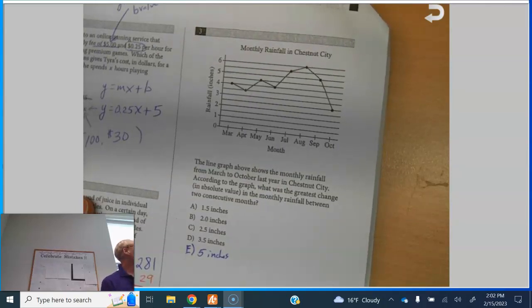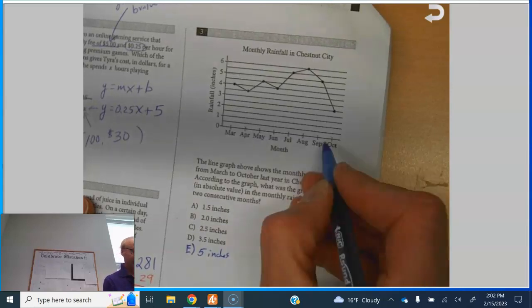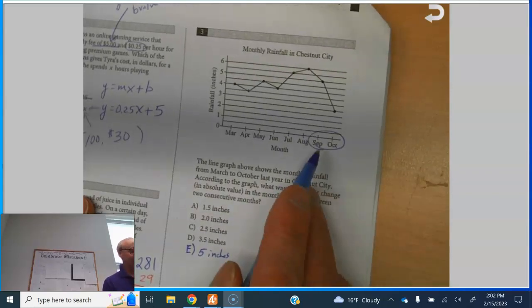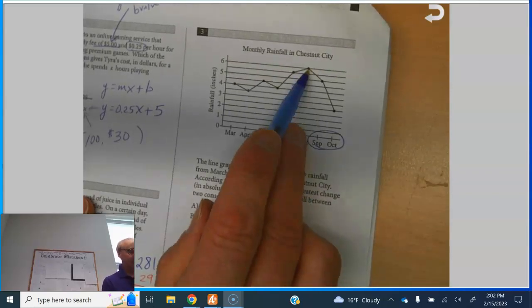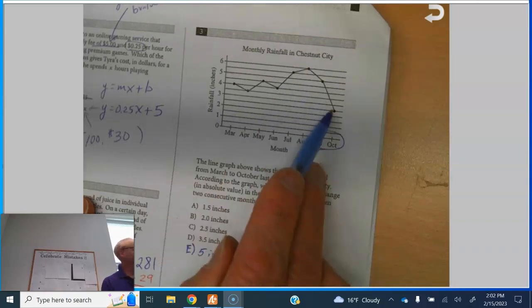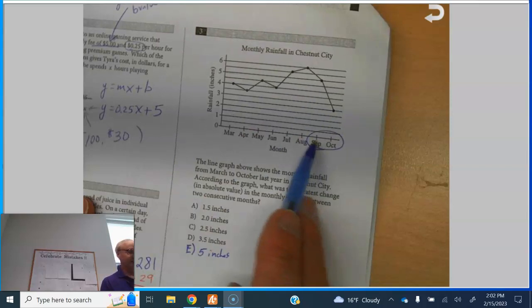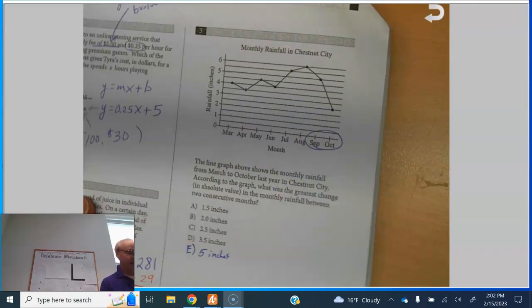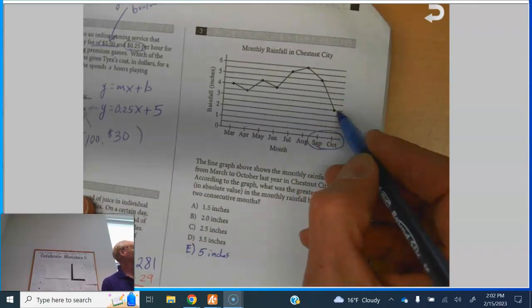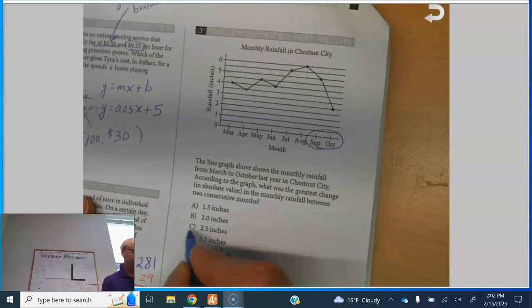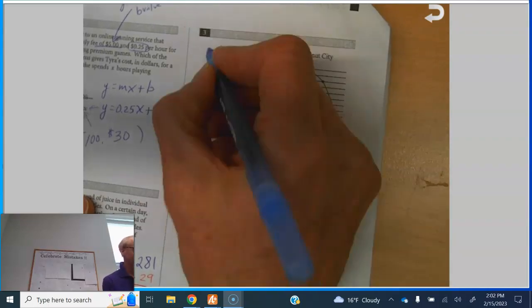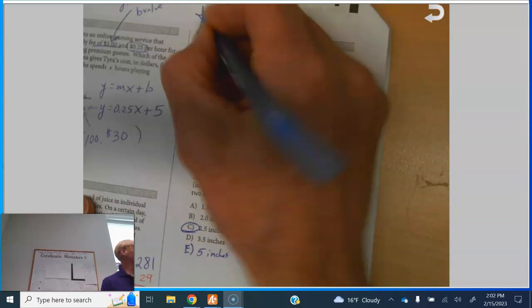Consecutive months, sorry. September to October. They have to say consecutive because from this one to this one was the most change, right? But consecutive means they have to be next to each other. And how far did it go down? 2.5.